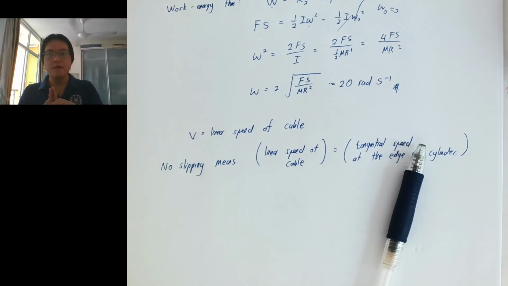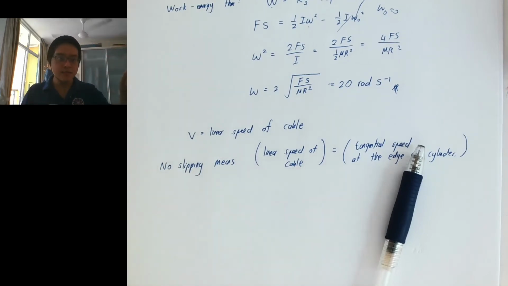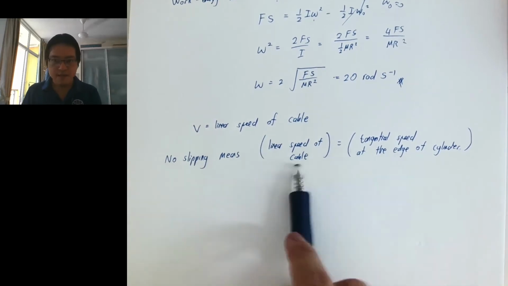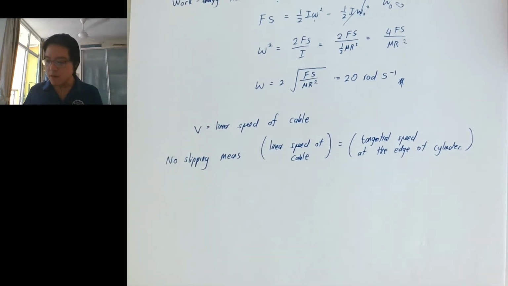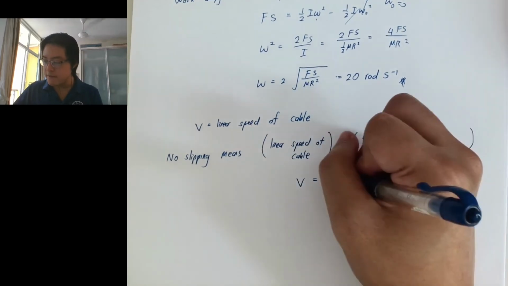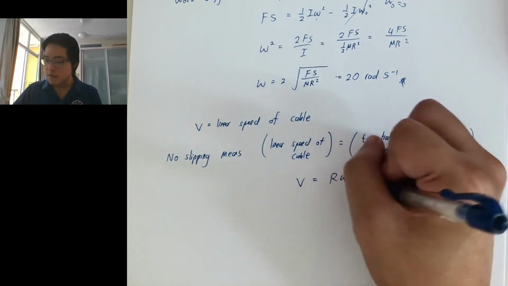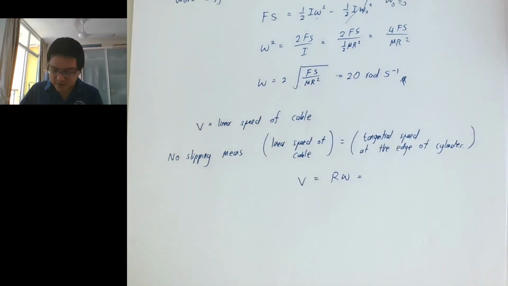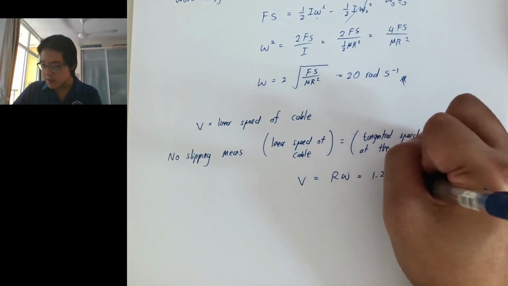Because in the next chapter we will consider what happens when these two values are not the same. Not the same means the cable is sliding over the cylinder, so they do not move together. But no slipping means yes, they are the same. So if they are the same, then v equals R omega, which is just the radius times this. If you put in the numbers, 1.20 meters per second.